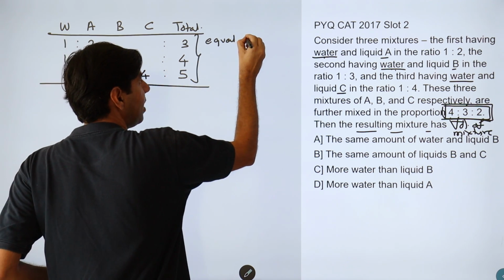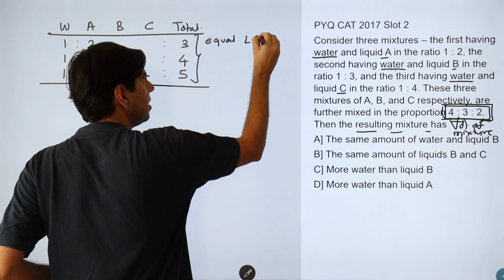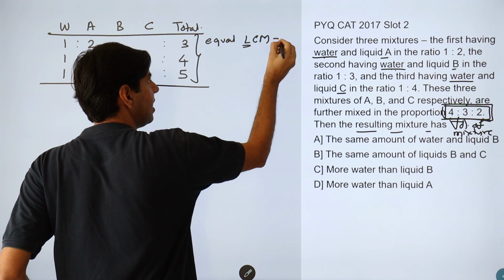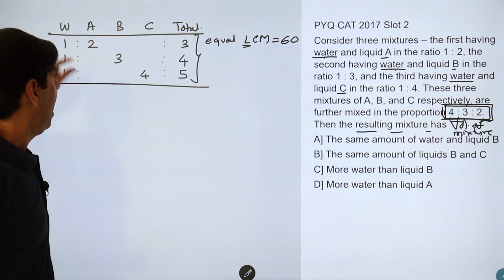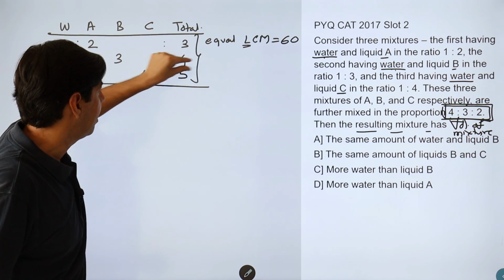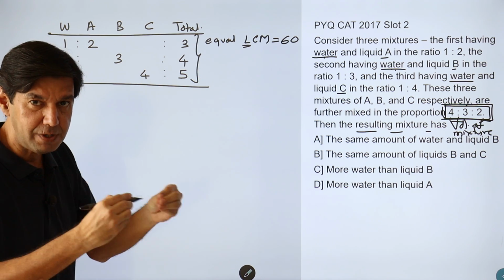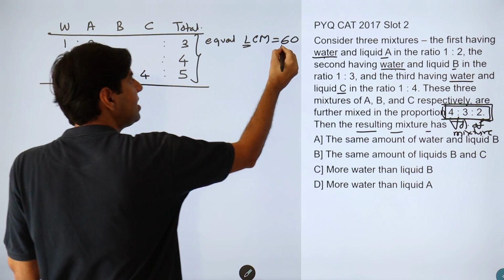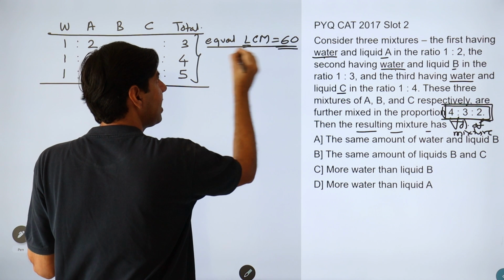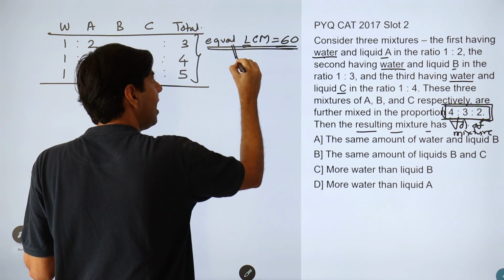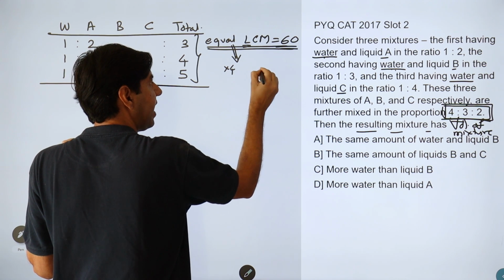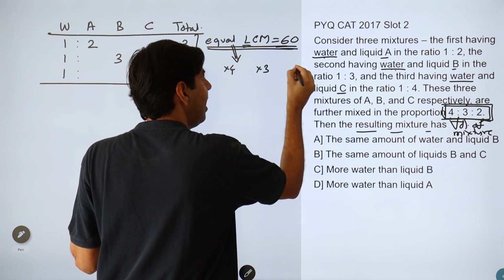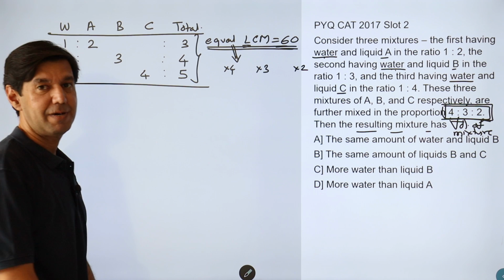So the common multiple, and why go to bigger numbers? I'll look at the least common multiple, which is going to be 60. So I'll make them all 60. I'll multiply the first by 20, the second by 15 and the third by 12. But I'll not do it in a piecemeal approach. Once I get them as equal at 60, then I will multiply the first one by 4, the second one by 3 and the third one by 2.